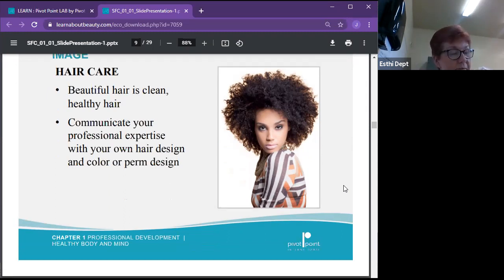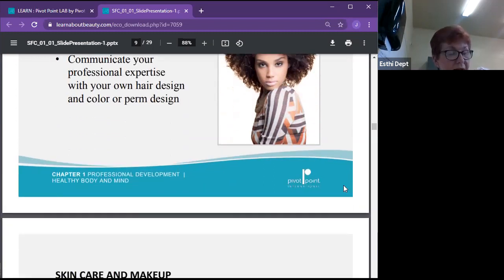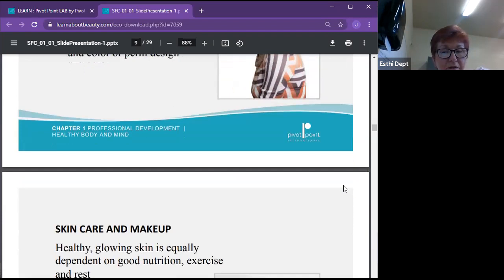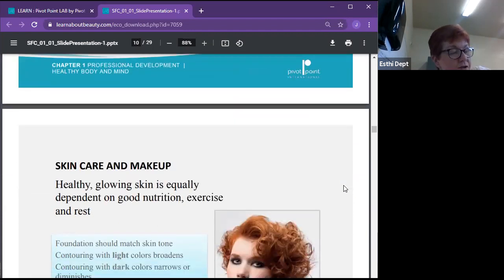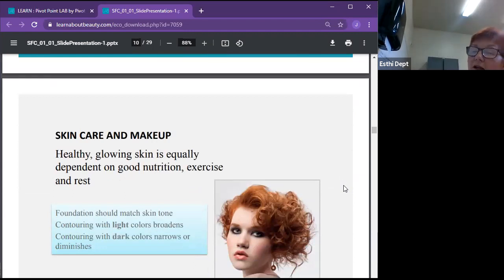All right. On your image, okay, right below that, I'm going to give you something to put in there, okay? So you're going to write hair care on the first line and just write clean and healthy, okay? Right next to image. Okay. Then you want to write healthy, glowing skin.